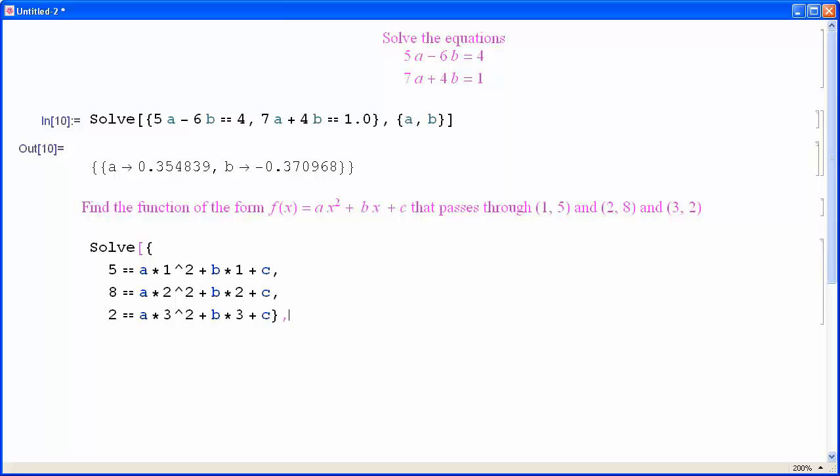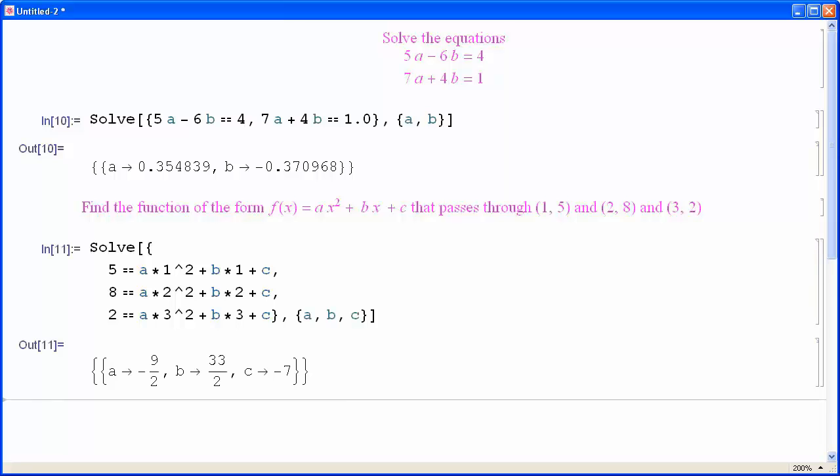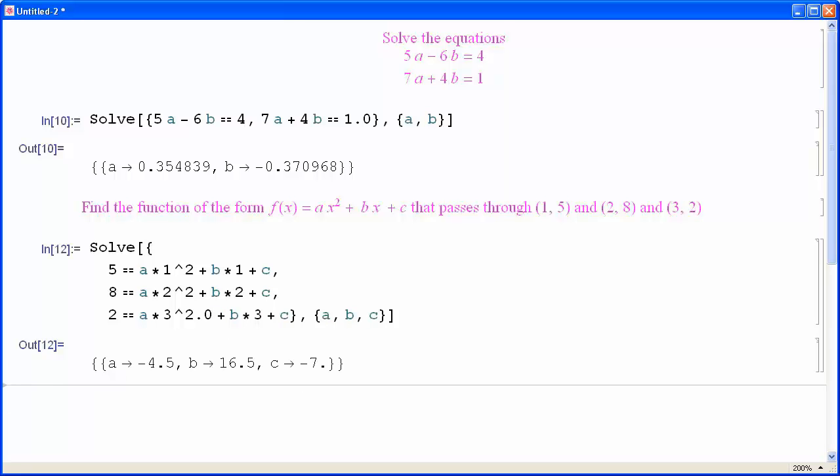Now I should list the variables I want the solutions of, a, comma b, comma c. Close off that brace, close off the thing. That's the command entered in. Press Shift Enter now and see if it works. And yes, it does. It gives us the answer in fractional form. If I want it in decimal form, just change one of the numbers to a decimal and I will get the decimal solution out. And that's how we solve more than one equation simultaneously.